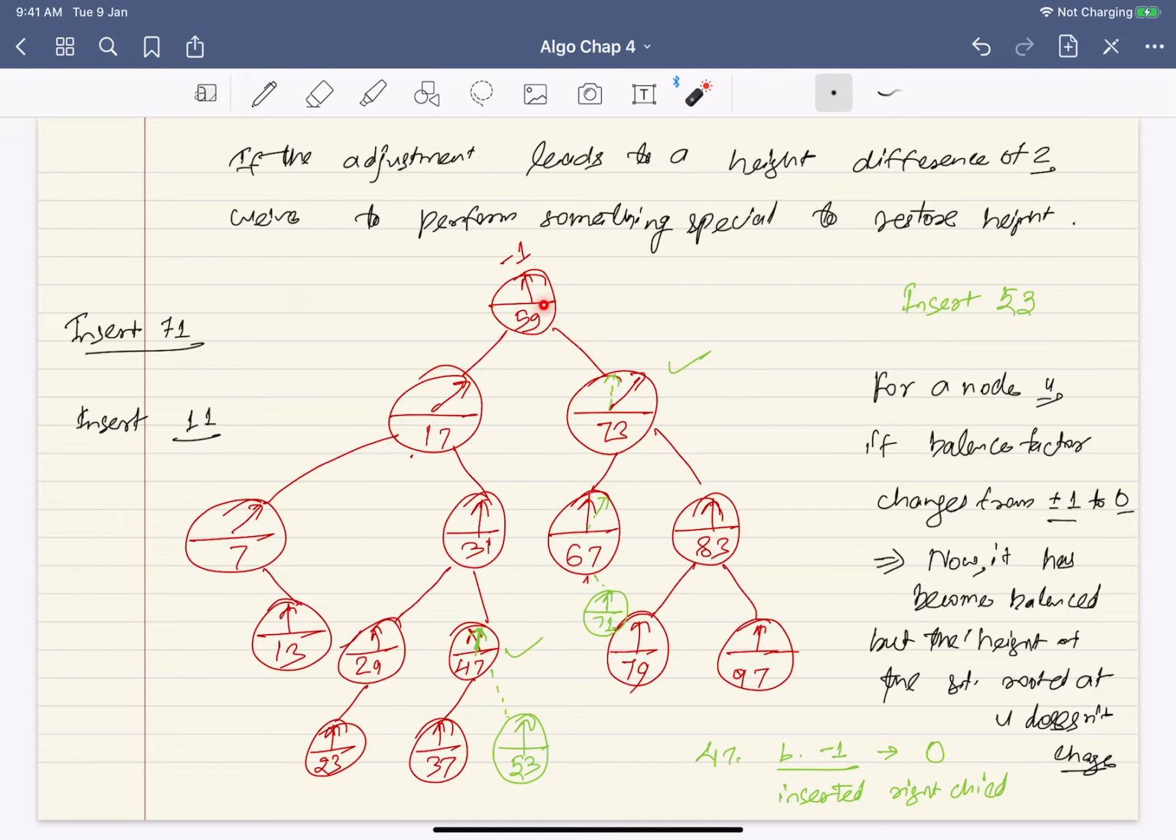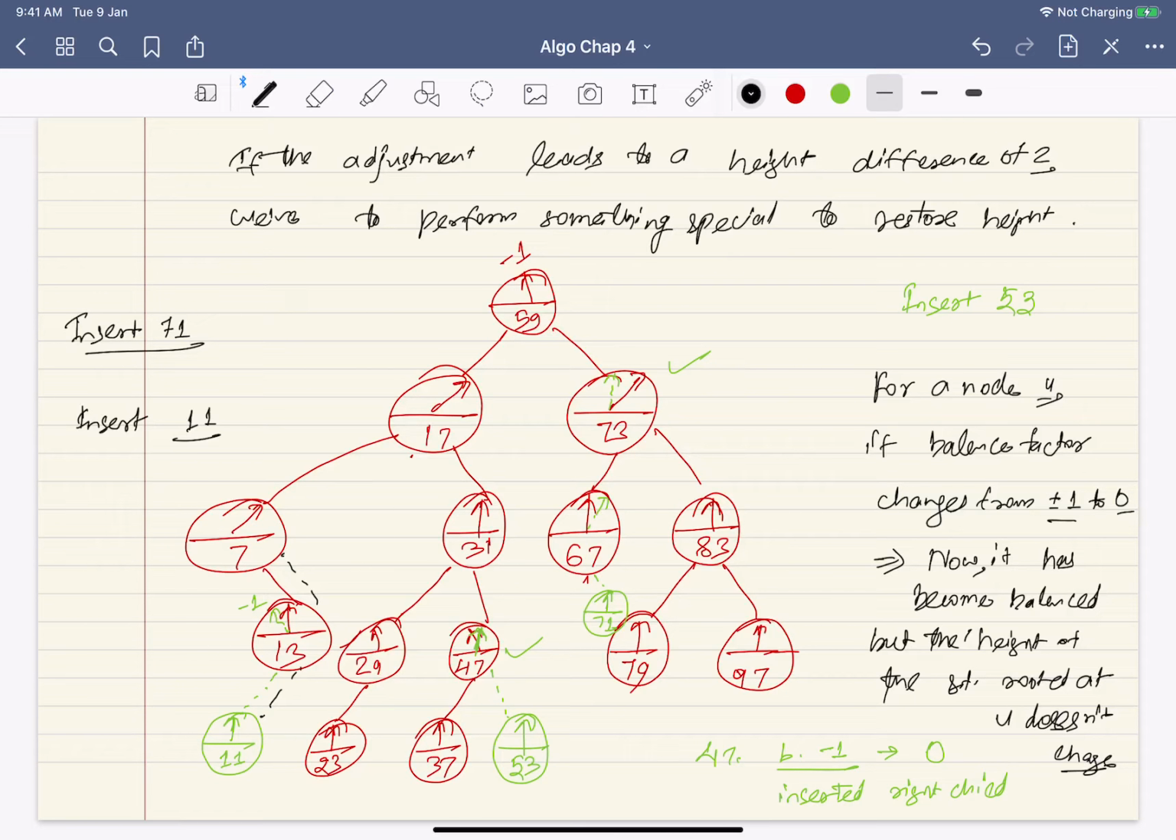So I insert 11. From 59, I go left to 17, I go left again to 7, I go right to 13, I have to go left now. 11 is not there, I insert. Like BST, and I put the balance factor 0. Now 13 had an insertion to the left, so its balance factor will decrease by 1. So it was 0, it will become minus 1. Now will I have to go up or not? Its balance factor has gone from 0 to minus 1, that means I have to go to the parent. Okay, so follow the path.